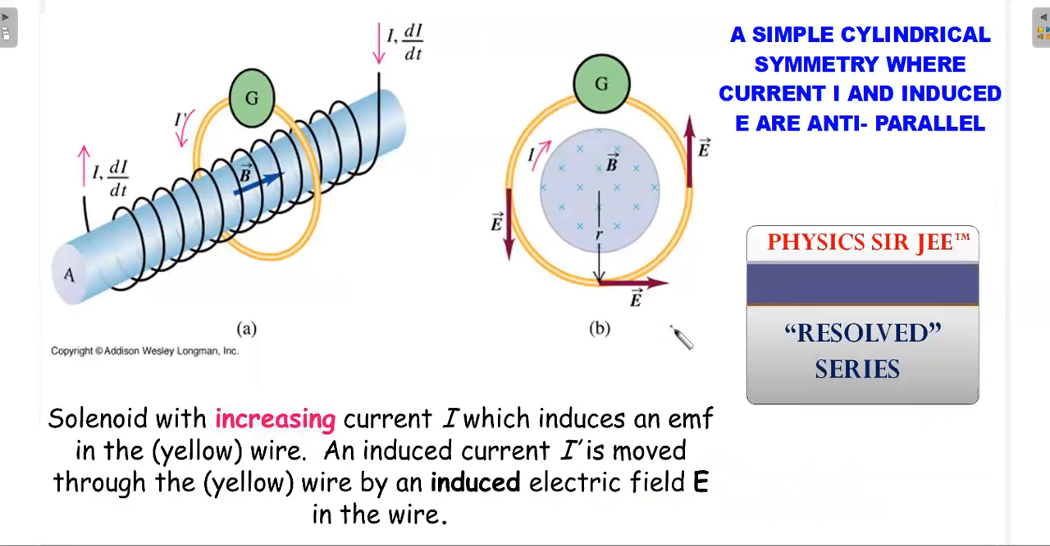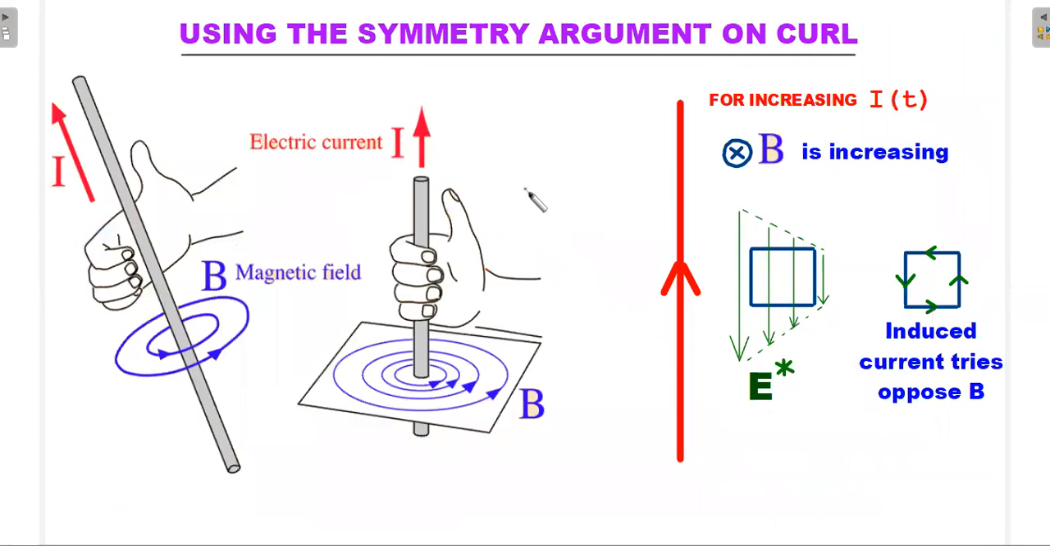Again, the same thing I have reiterated here. If the current is in a tangential manner, then the induced electric field would also be in a tangential manner. If the current is increasing, we end up getting E and I in anti-parallel directions. If the current is decreasing, they will be in parallel directions in case of a cylindrical symmetry. Now try to apply that symmetry argument using that curl for the long straight wire situation. Using the right hand thumb rule, the magnetic field lines are in this manner.